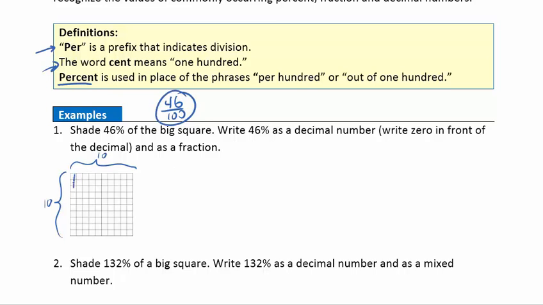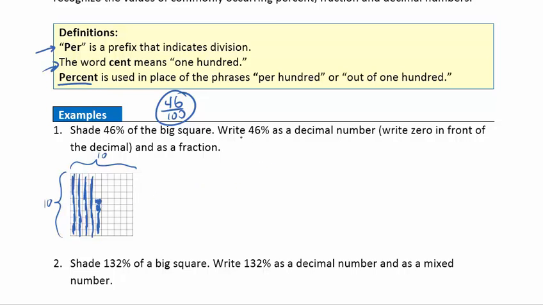Well, let's see. I'll shade down here. There's 10, 20, 30, 40, and now I just want to shade 6. So 1, 2, 3, 4, 5, 6. So there we've shaded 46% of the square.